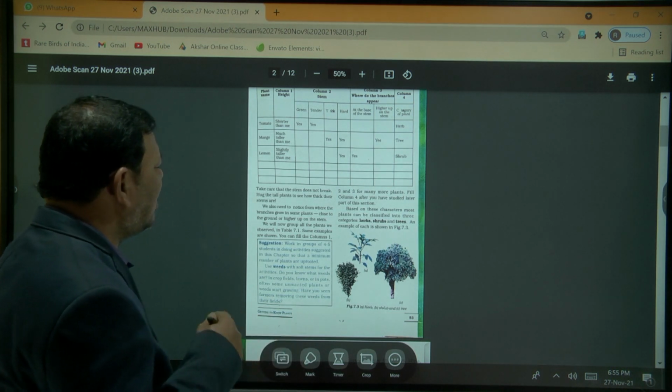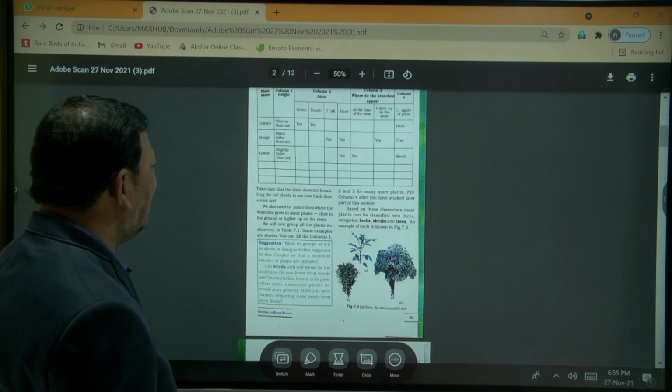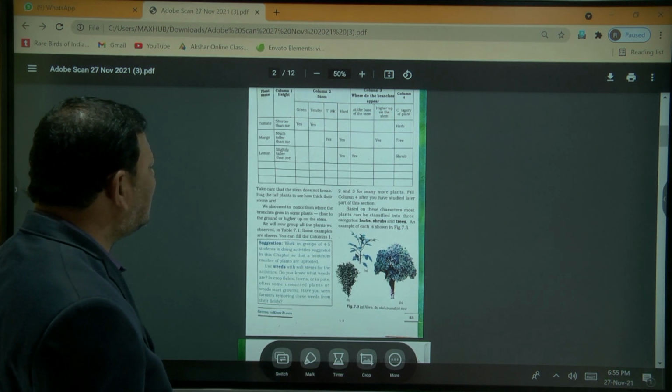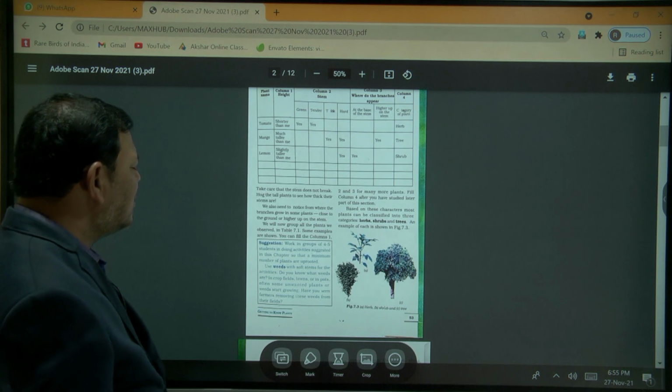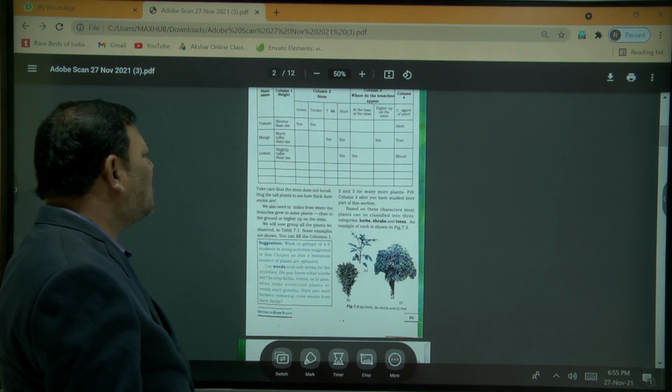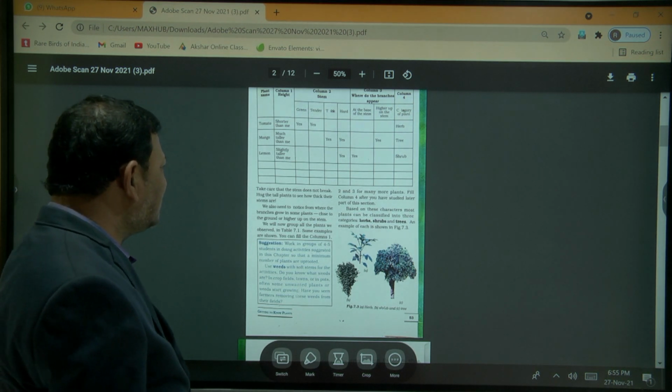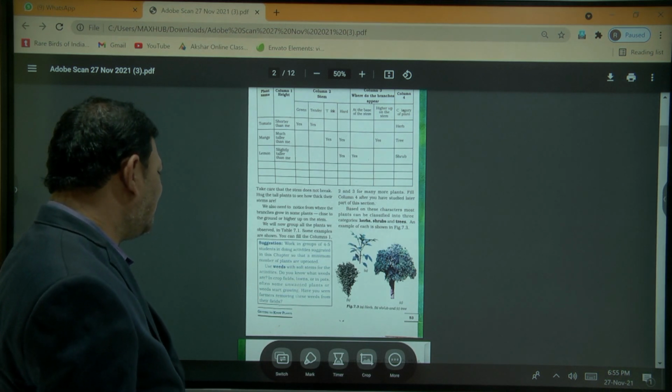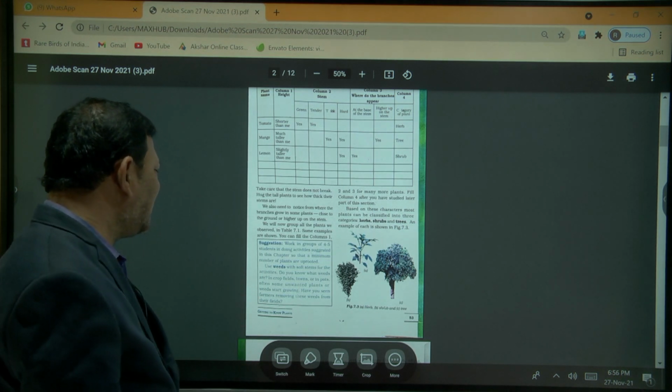Which are shorter than us? That is called herbs. Which are slightly taller than me? That is called shrubs. Which are much taller than us? That is nothing but a tree. Here, suggestions are given.